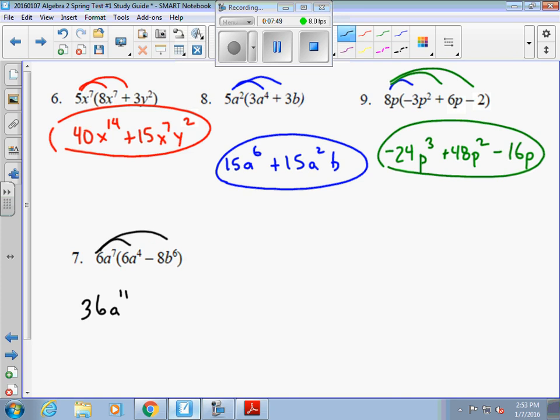And 6a to the 7th times negative 8b to the 6th. You multiply 6 and negative 8 to get negative 48. But again, you can't add the exponents a to the 7th and b to the 6th because they're different. A to the 7th, b to the 6th is all we can do with this one for number 7.